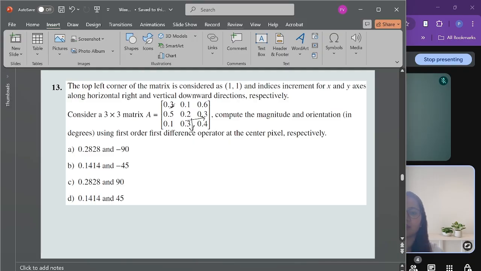This is given. Compute the magnitude and orientation in degrees using the first order difference operator at the center pixel. That is, this one is our center pixel, 0.2 respectively. Now we have to calculate the magnitude as well as orientation, or you can say angle. So already we have calculated this type of question. Would you like to practice this question, or I will solve it quickly?